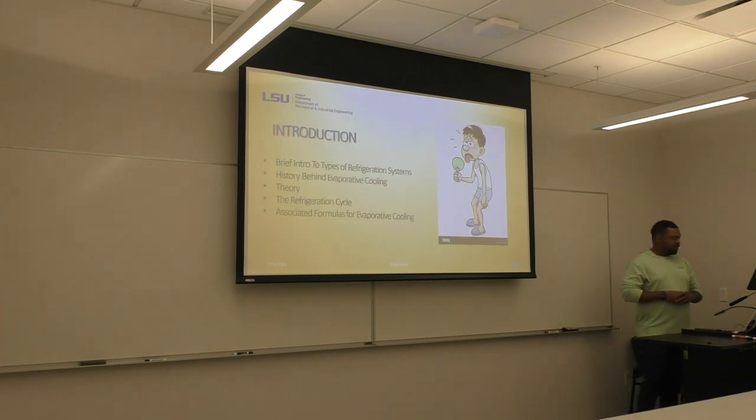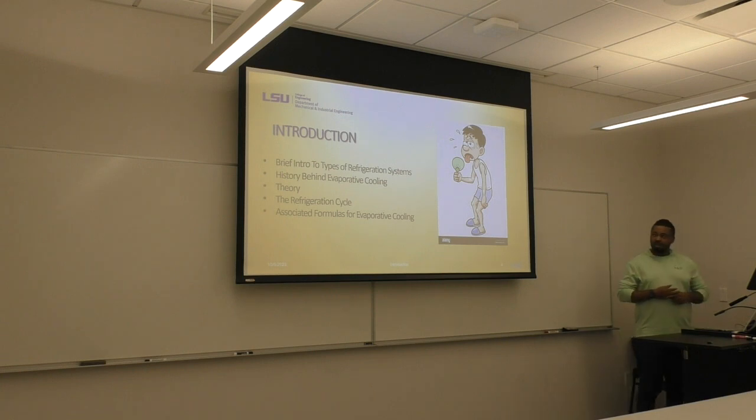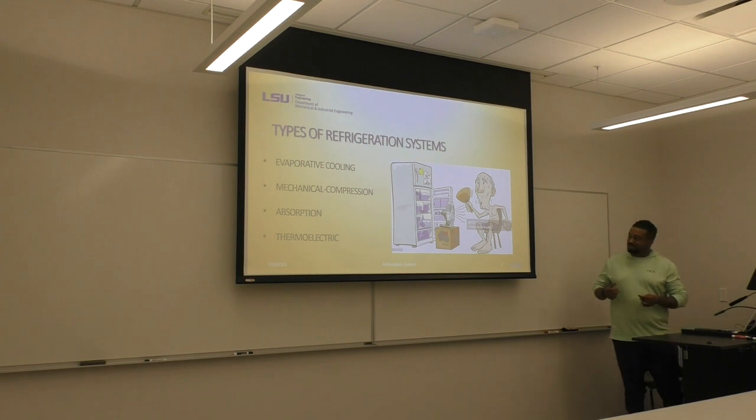So I'd like to talk about the types of refrigeration systems, go into a little bit of the history of evaporative cooling, its theory, the refrigeration cycle associated with it, and any important formulas that associate with evaporative cooling. So there are four types that are found of refrigeration systems. There's evaporative cooling, there's mechanical compression, there's absorption, and there's thermoelectric.